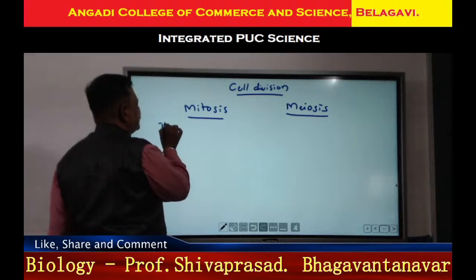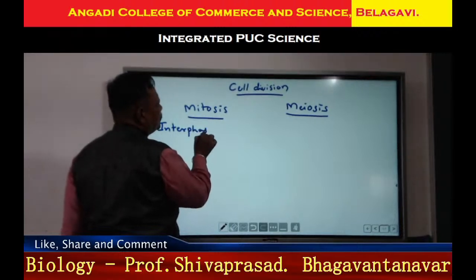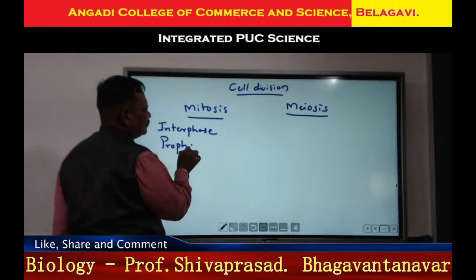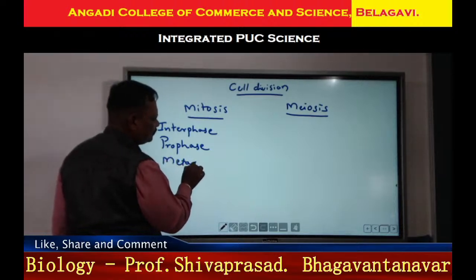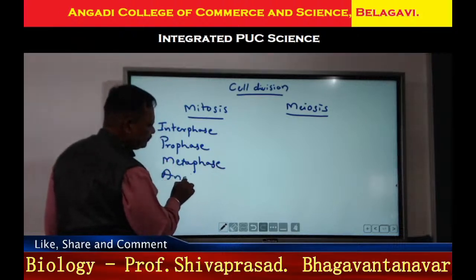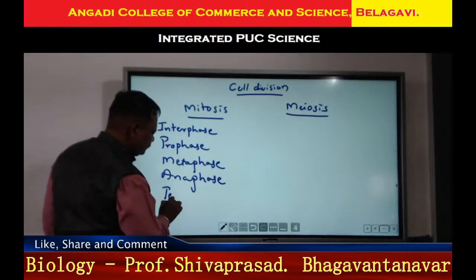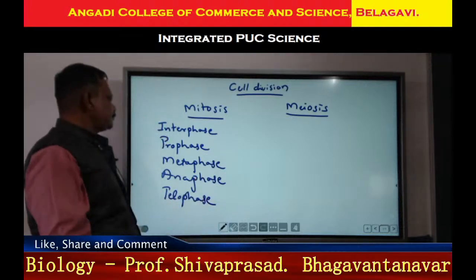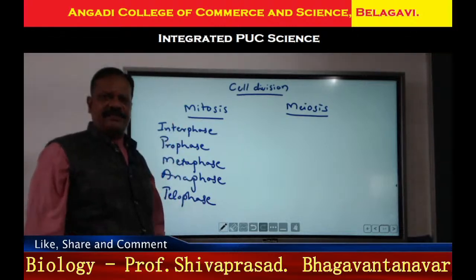First it starts with interphase, then comes prophase, metaphase, anaphase, and telophase. So, four divisions you are observing, including interphase, that is the 5 divisions.